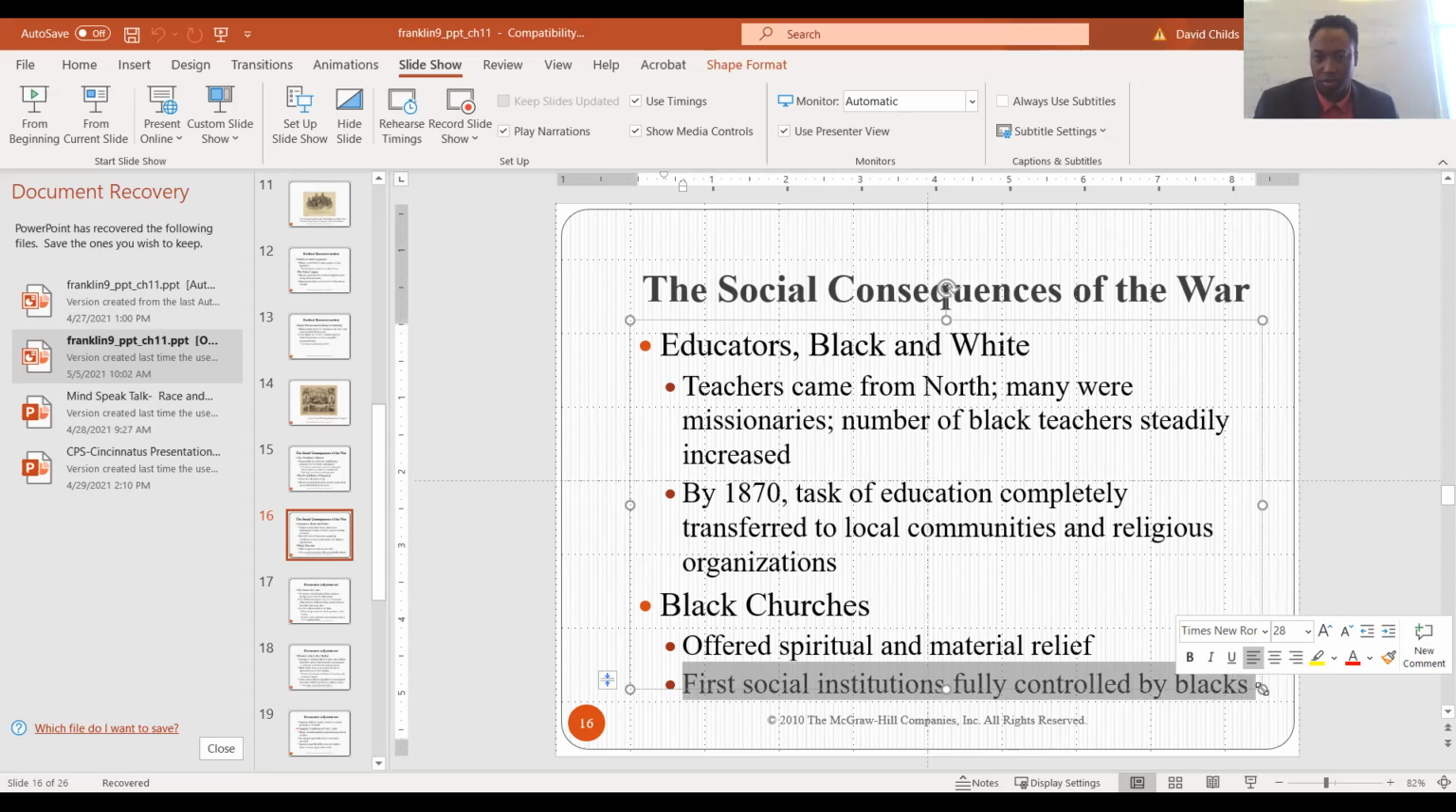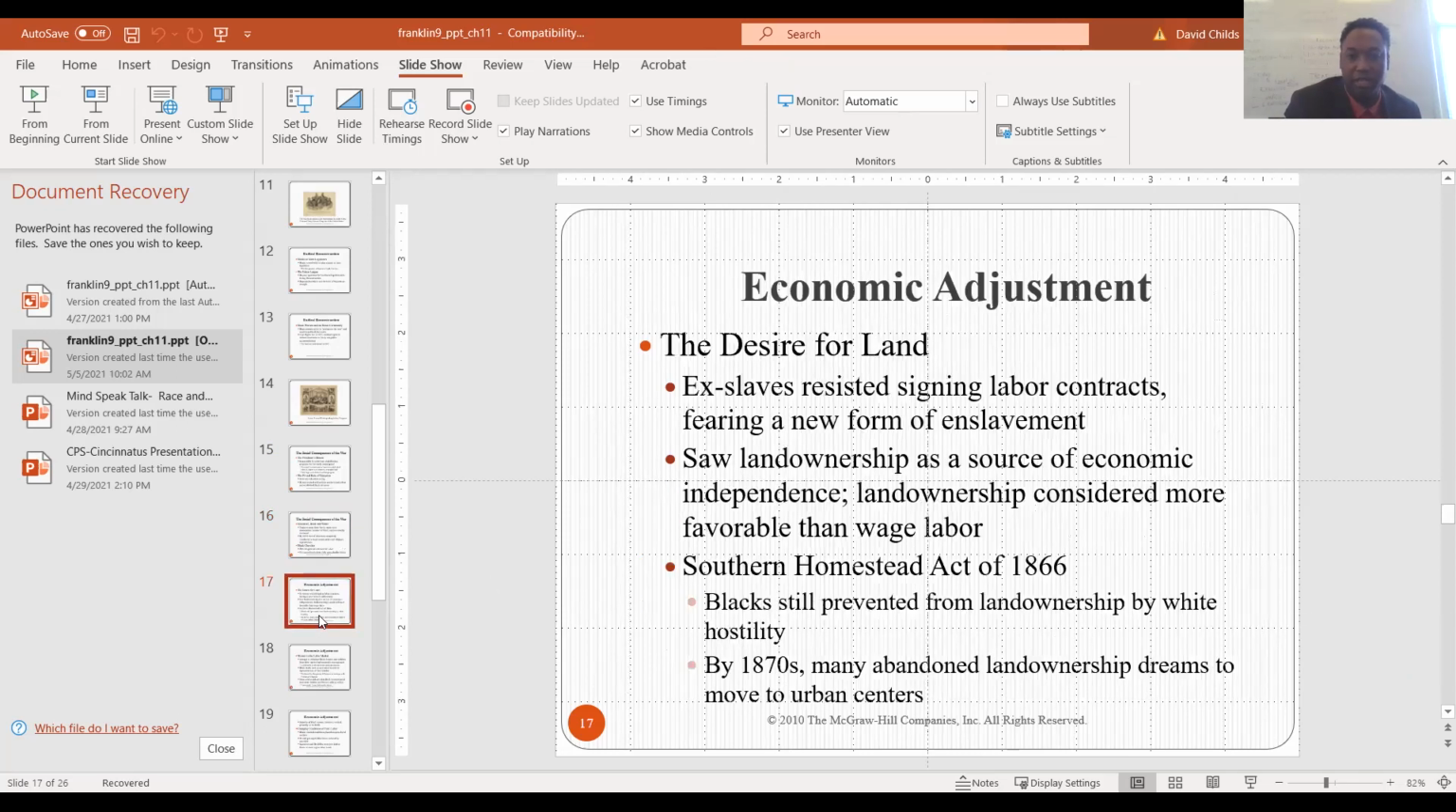Offer spiritual and material relief. What are some of the things? Material relief. Okay, material relief: food, clothes, shelter, education. Material relief also means public assistance. And legal help: legal assistance, assistance with marriage, legal disputes, contracts. And helping with contracts. A lot of times they couldn't read, so you had people representing them to read contracts so they wouldn't get taken advantage of.